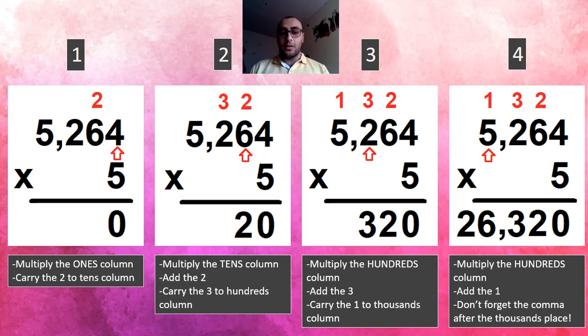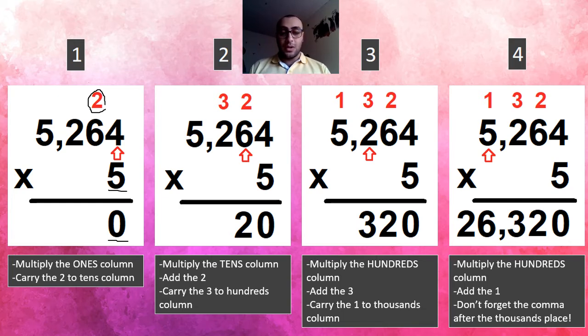Step 1, look at here. Multiply the ones column. Look at here, 5, let me show you. 5 times 4, which is 20, right? We put the 0 down here. We carry the 2 up here. Remember the little box as I said? We can keep it here or we can write it down. It's better to write it down because sometimes we forget.